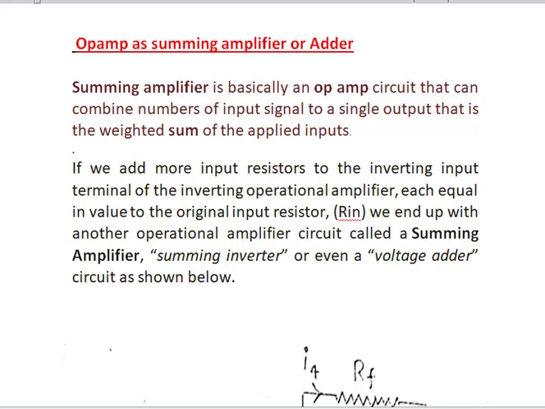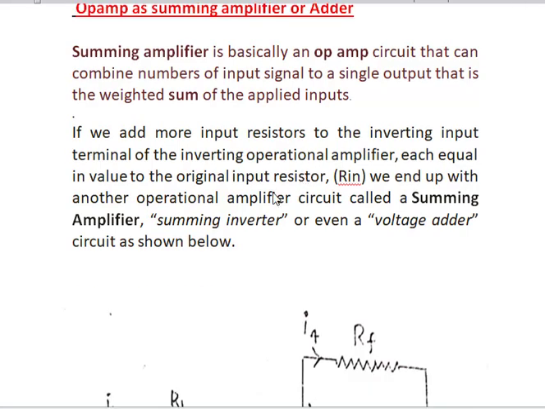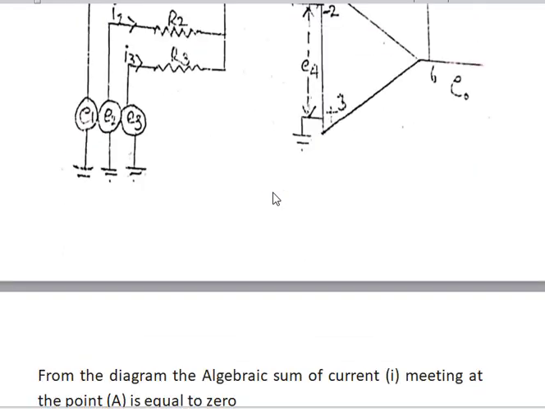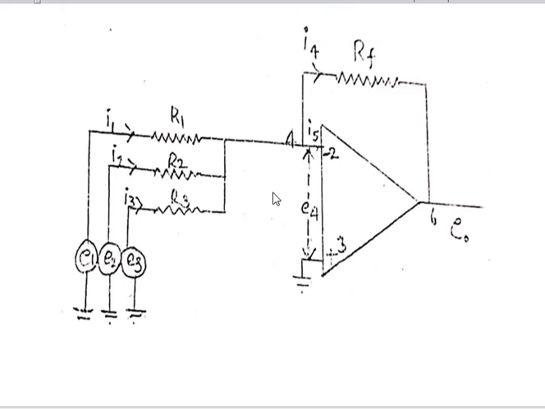This is the summing operational amplifier. It is a summing inverter, or we can call it a voltage adder, summer, summing amplifier, etc. We can add more input resistances depending upon the number of input voltages. See here, it is the circuit diagram of the summing amplifier.